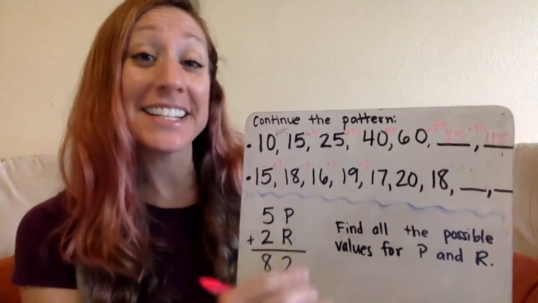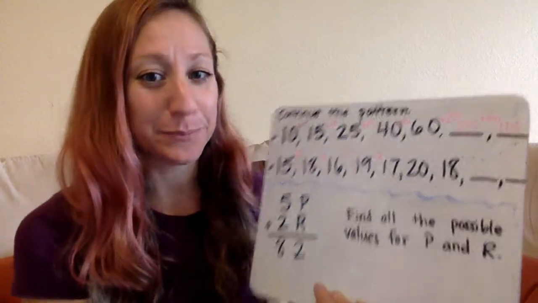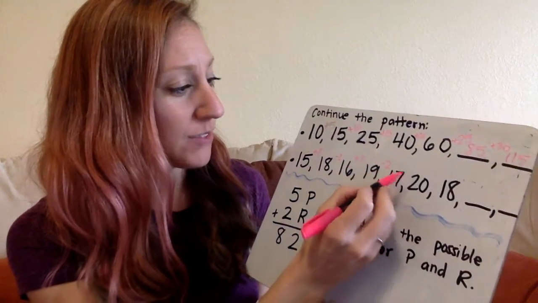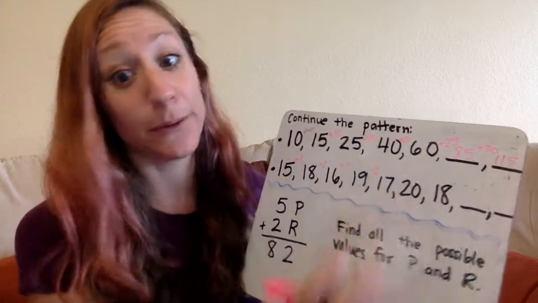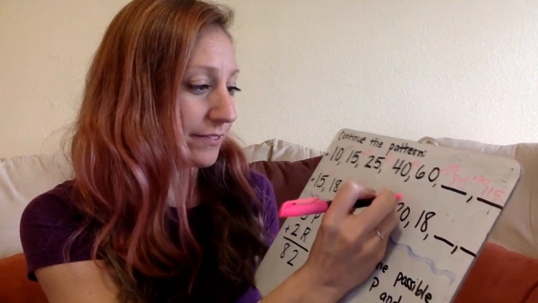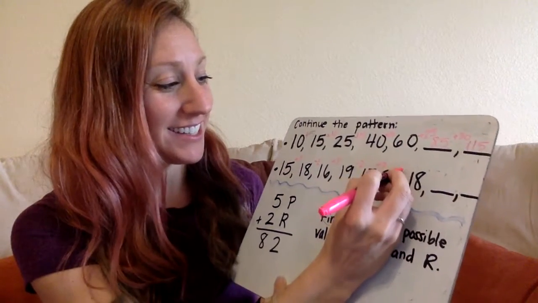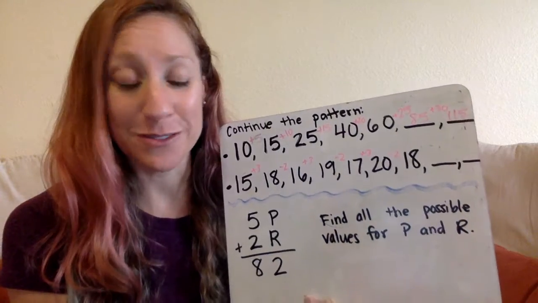Again, pause at any time. Once you start to get the pattern, go ahead and pause and work your way through. Okay, 17 to 20. Oh, we're going up again. 17, 18, 19, 20. Going up 3. 20 down to 18, -2.